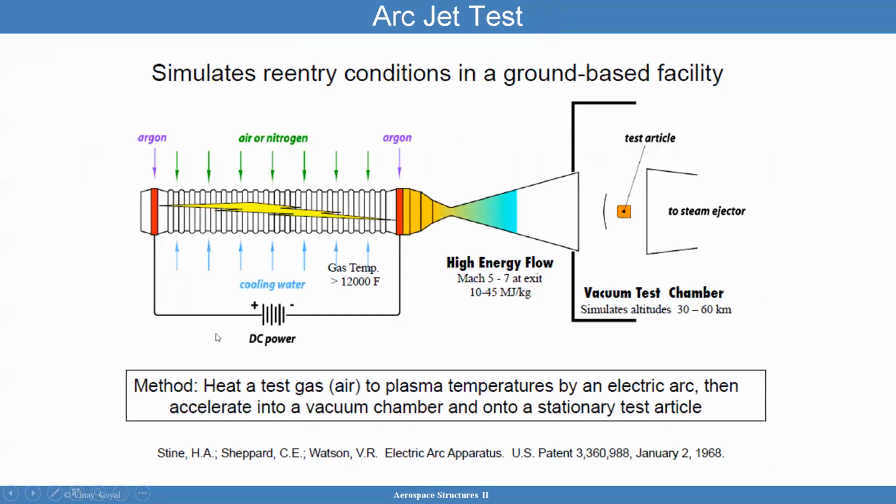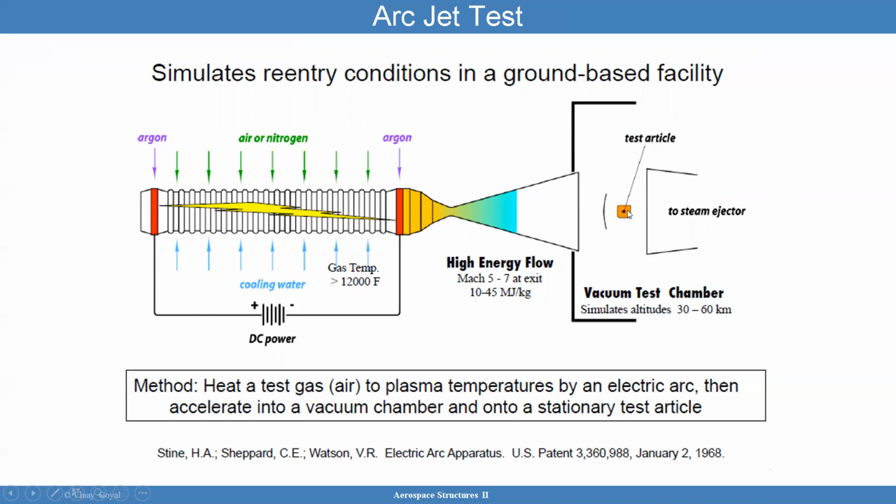It's very old technology, and you can study that. But you have argon gas being used, you have air and nitrogen, and you have gas temperatures up to 12,000 degrees F with a DC power, and a cooling tower water because you don't want to damage everything. And so this has a nozzle that expands, and it's going to have high energy flow at Mach 5 or 7 with very high energy, megajoules per kilogram, being pointed and directed at a test article.